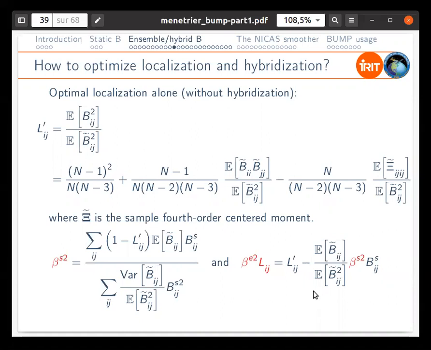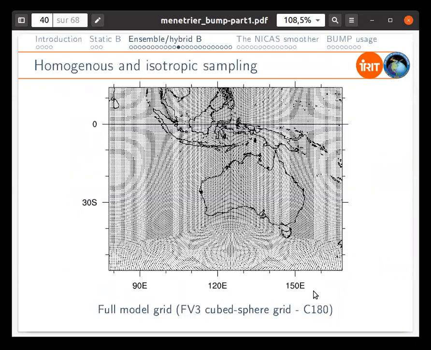Basically, the idea of BUMP is that, even if this theory is nice, nobody would like to implement this kind of math formulas. So I wanted to build a code that could do that for everybody and be usable on any kind of grid. Here we have an example of the FV3 grid. It's very dense. It's a C180 grid, so it's a full model grid. And we can't really apply BUMP on this full grid.